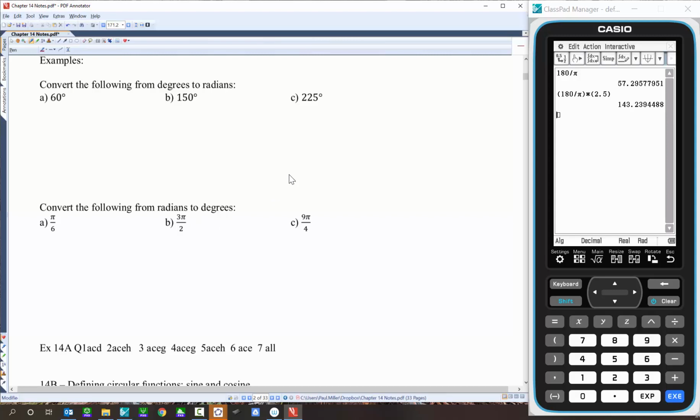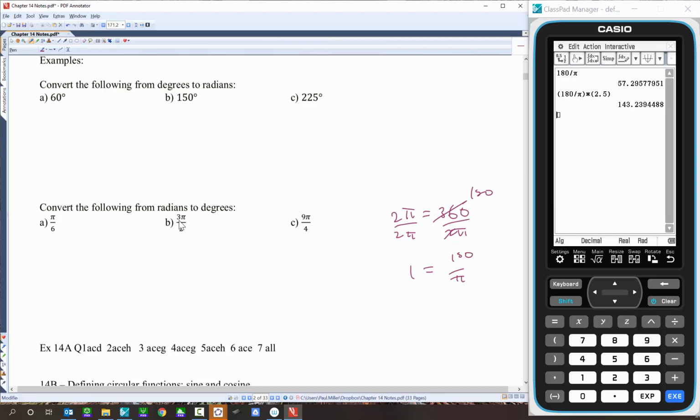Okay, so again, I've forgotten the formula. What way do I go? To establish the relationship, 2 pi is equal to 360. Then what do we want? We want radians to degrees. So I'm going to divide by 2 pi and divide by 2 pi. That's 1 equals 180 on pi.